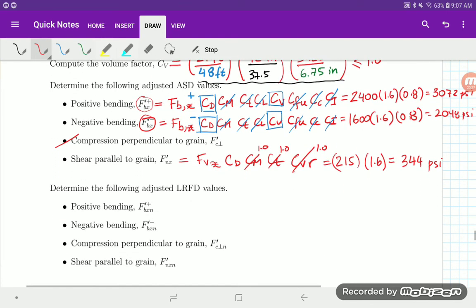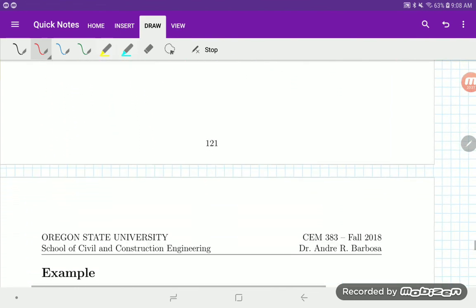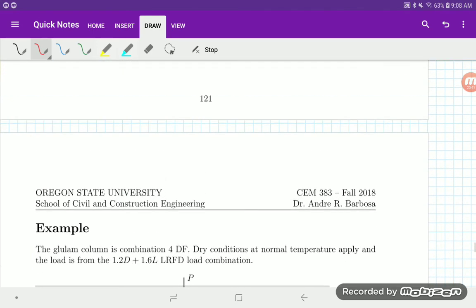Okay, I'll skip these for now. Again, LRFD is not something that we use often, and so I'll just skip those. All right. So just over 20 minutes, but here we are, an example for a beam, but step by step. So hopefully that helped.